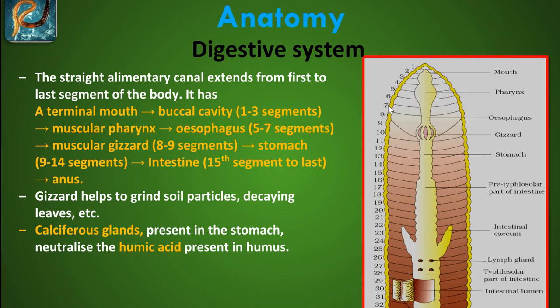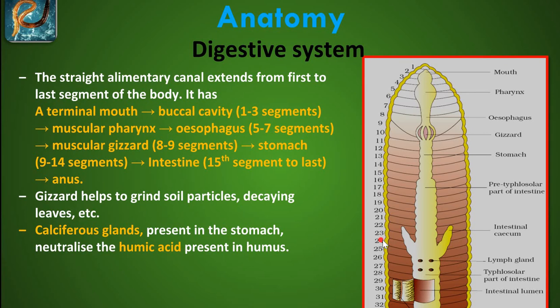Then we have a muscular gizzard from the 8th to 9th segment. Then we have the stomach from the 9th to 14th segment. Then intestine, which is very long, from the 15th to the last segment, and at the end there will be an anus. This gizzard helps to grind the soil particles and decaying leaves, because this is what the earthworm will survive on. Then there are calciferous glands present in the stomach to neutralize the acid which is present in the humus. Humus is the fertile layer of the soil.